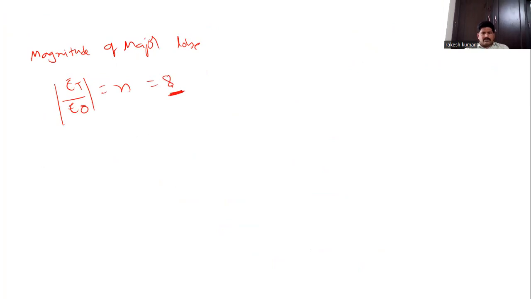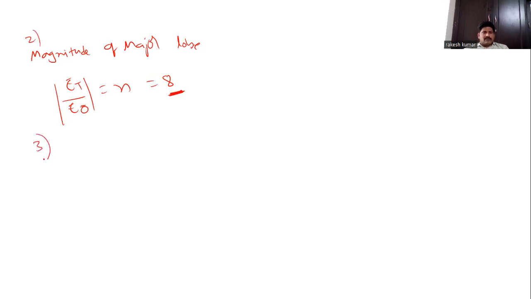Okay. Now let us come to the second one, that is the magnitude of the major lobe. What is the formula for the magnitude of the major lobe in a broadside array? Et by E naught is equal to N. Here, what is the value of N? N is equal to 8, since they have given 8 elements. Okay, so this is the second.